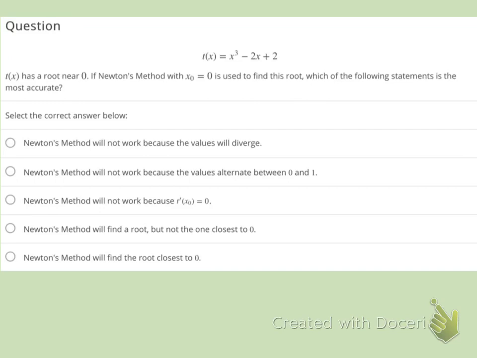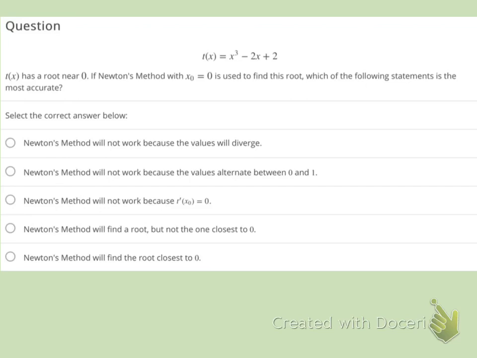Newton's method will not work because the values will alternate between 0 and 1. Newton's method will not work because t prime of x sub 0 is equal to 0. Newton's method will find a root, but not the one closest to 0. And Newton's method will find the root closest to 0. So these are our options.